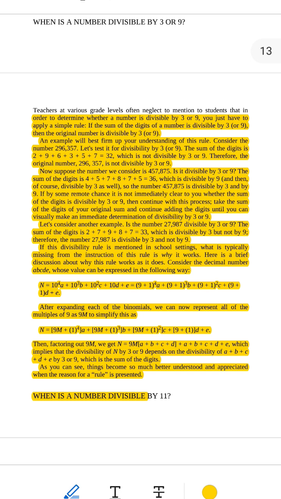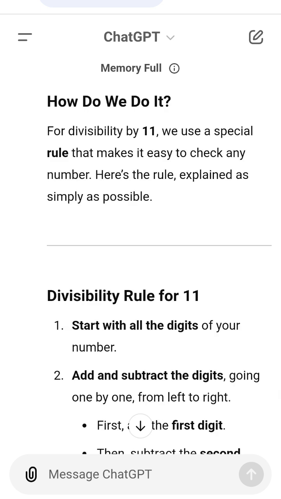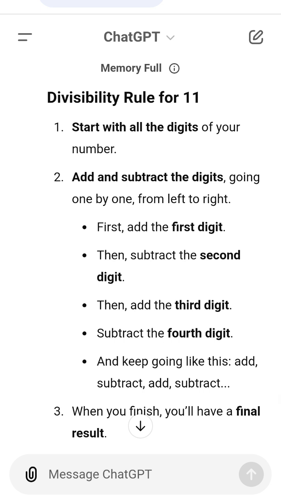One more example for practice. Is 56798 divisible by 11? 1. Write down the number 56798. 2. Add and subtract each digit. First digit 5, add 5. Second digit 6, subtract 6. Third digit 7, add 7. Fourth digit 9, subtract 9. Fifth digit 8, add 8. Now let's do the math. 5 minus 6 plus 7 minus 9 plus 8 equals 5. 4. Check if 5 is divisible by 11. No, 5 doesn't divide by 11. So 56798 is not divisible by 11.